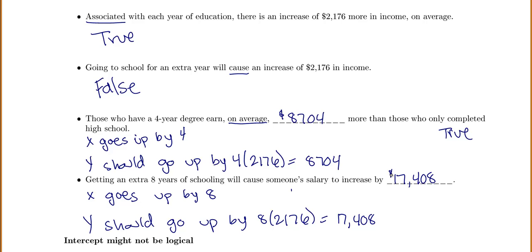Now if we evaluate this statement, notice it's saying getting an extra 8 years of schooling will cause someone's salary to increase by this amount. There are 2 things wrong here. We said it's cause, and we can't say cause and effect because it's just an observational study. Also, we said someone, and individual people are never exactly on the line, so this probably isn't going to be correct. It's a lot safer to say on average than to try and predict it for one person, because your predictions for one person are going to be further off than the predictions for an average.